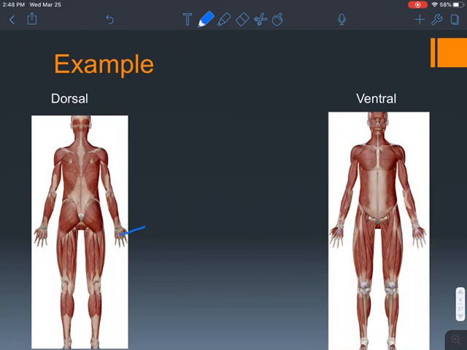Here's the dorsal aspect of the hand. There's the dorsal aspect of the shoulder. There's the dorsal aspect of the head, and so on, there. Okay, so I hope we're getting that, right?